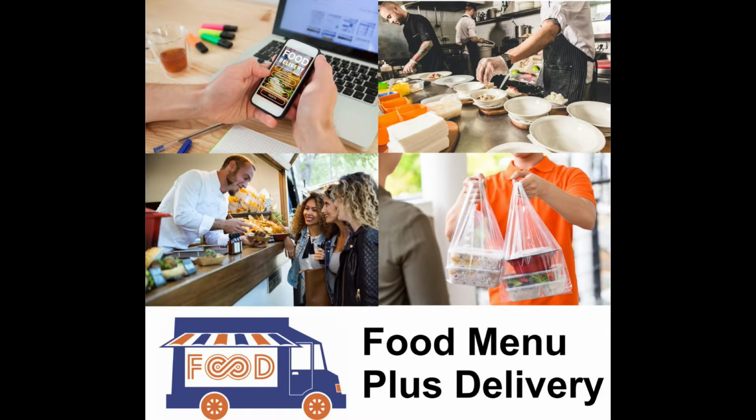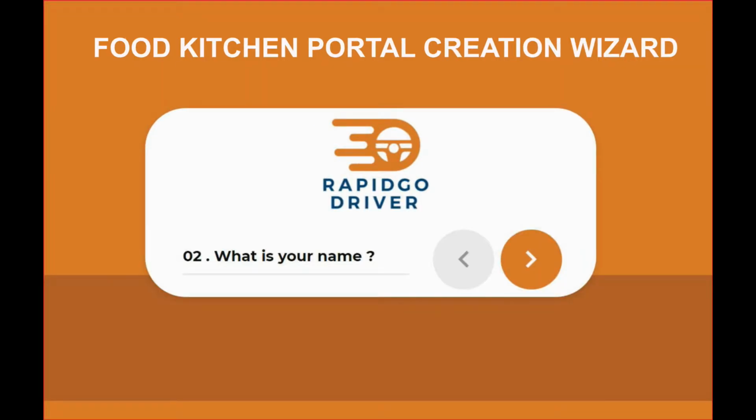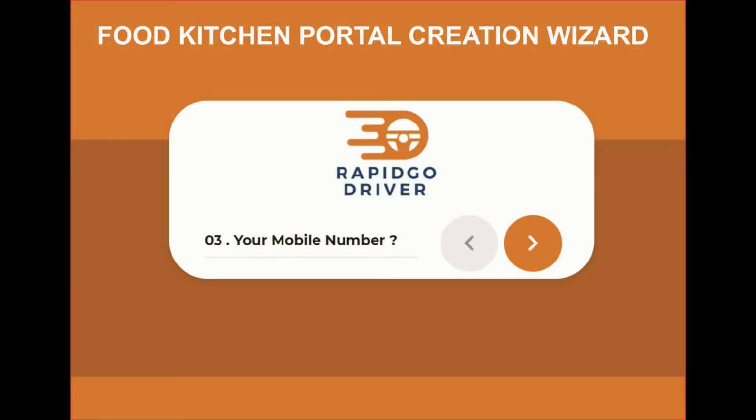In this tutorial, we will describe how to complete the startup wizard for your food menu app. Start by adding your email address where customers can reach you directly. Now, enter your first and last name for identification to customers. Next, enter your business or personal mobile number where customers can reach you.